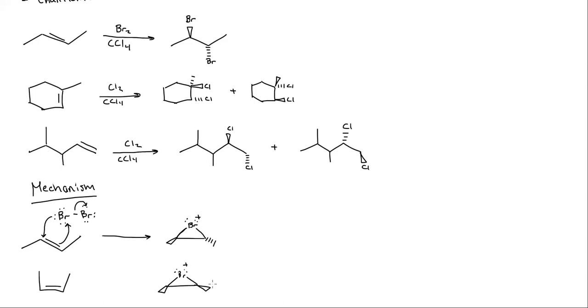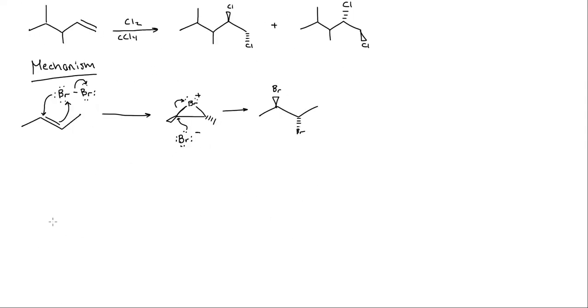Let me get rid of this one so we have room. We just had a bromine leave, so now this bromine, now that it has these lone pairs, can come into one of these carbons and attack. It will always attack the more substituted carbon, but these two are equally substituted, so it doesn't matter. And then that's my entire mechanism, and I'm done. That's the whole mechanism.